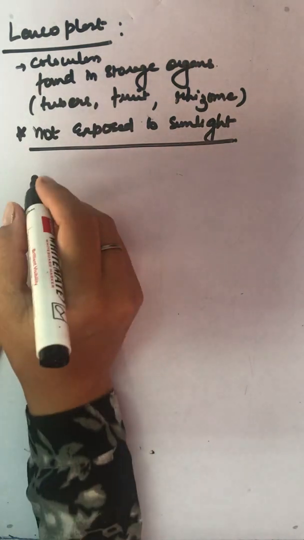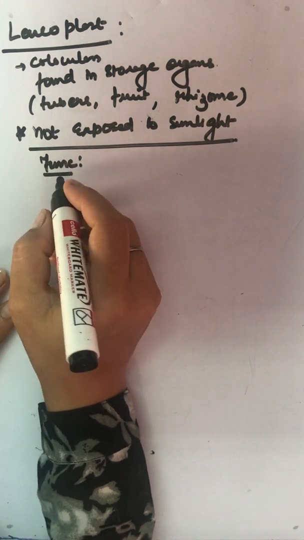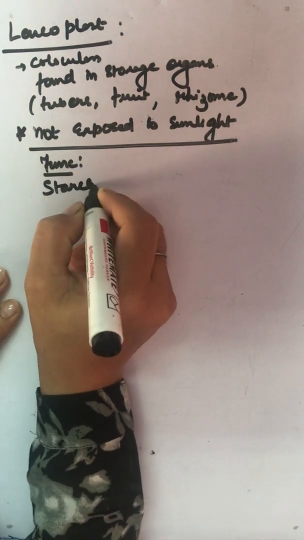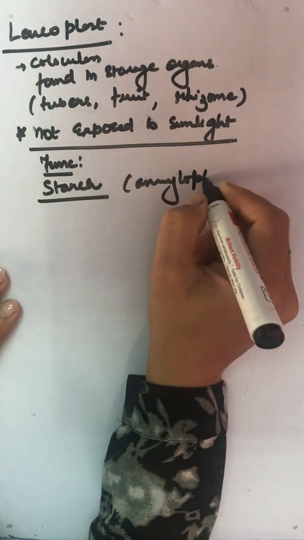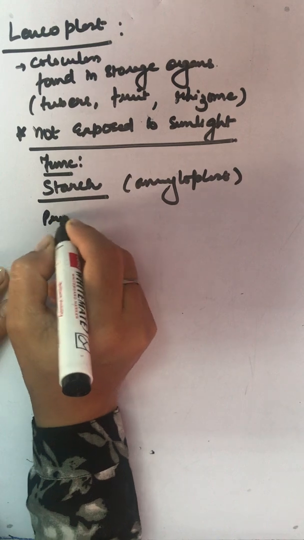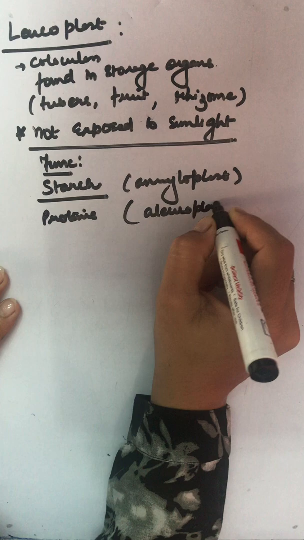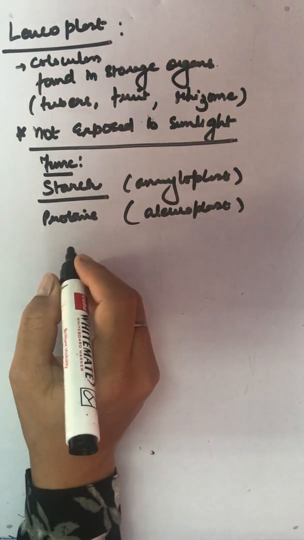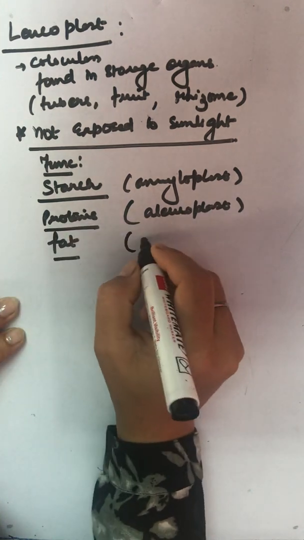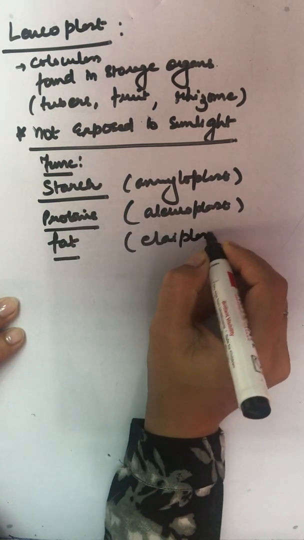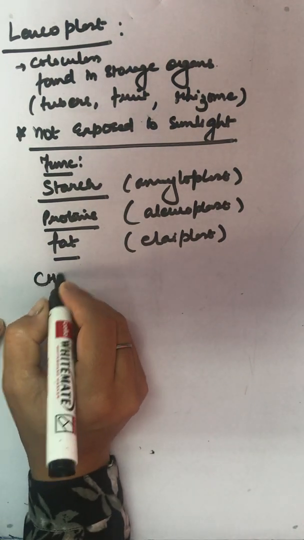Then we talk about their main function. Main function is to store starch. If it stores starch, we call it amyloplast. If it stores proteins, we call it aleuroplast. If it stores fat, we call it elaioplast. Okay, moving to the second one.